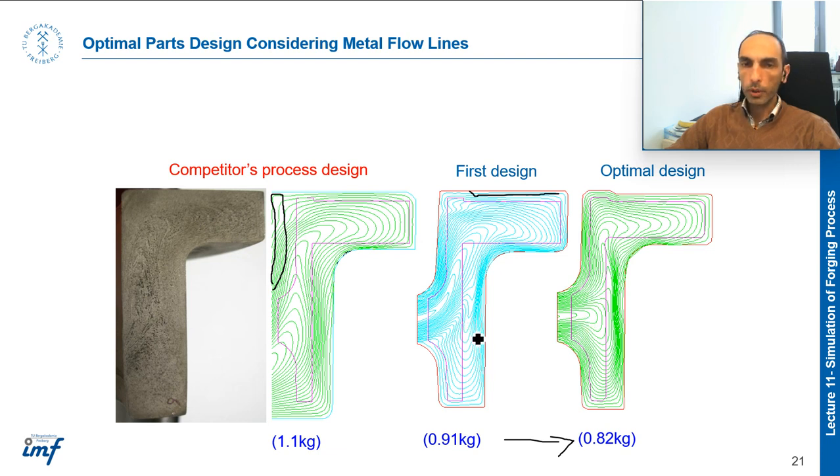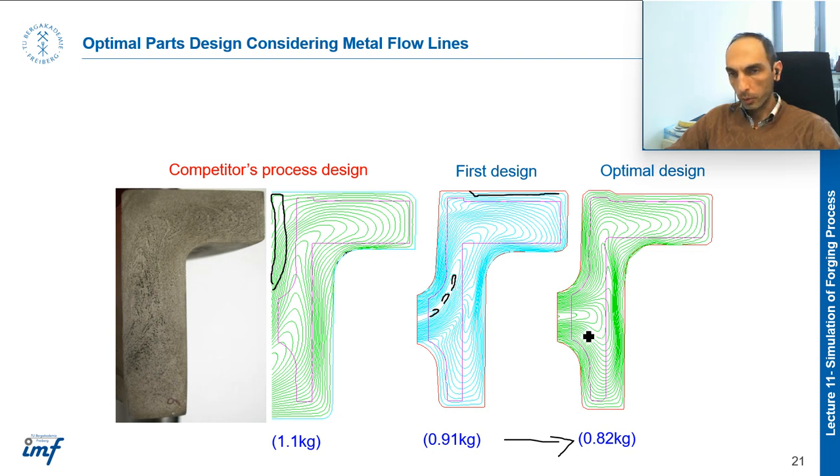Okay, why? Because in the case that you are predicting the metal flow lines, this sharp nose is not good. This sharp nose would be a source of defects, like cracks and other defects. And the higher the homogeneity of the material is, the better.